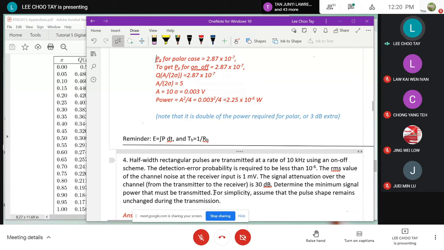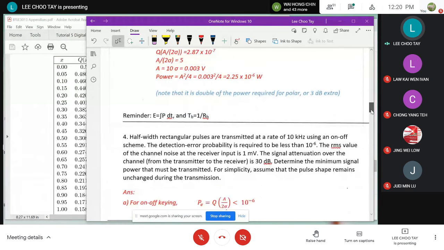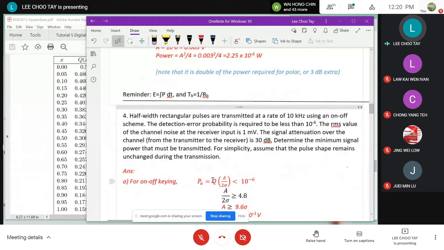Okay, half-wave rectangular pulse using the on-off scheme. For the on-off scheme, the first thing you need is the probability of error equation, which is Q of A over 2 sigma, right? So the probability of error, Q of A over 2 sigma, must be less than 10 to the power of minus 6. That's the first thing you need to write down. And then you need to look up the Q function table: what is the X value for Q of x to be less than 10 to the power of minus 6?